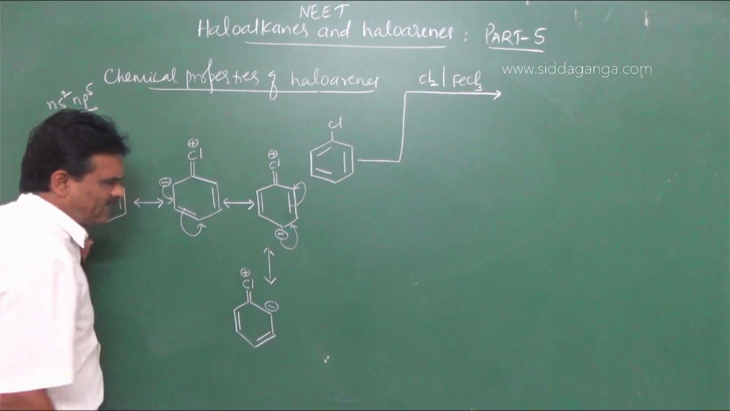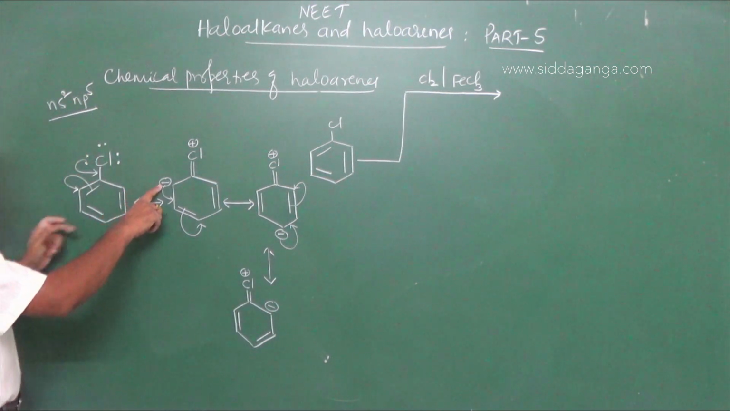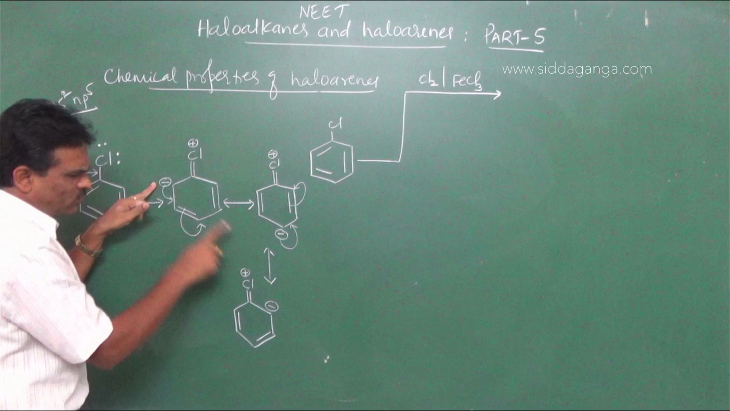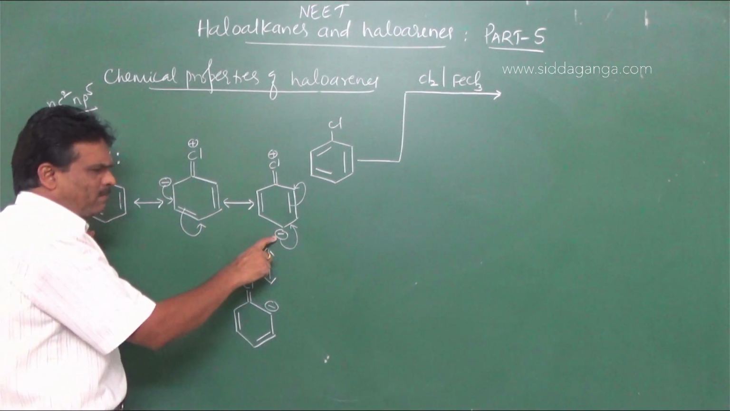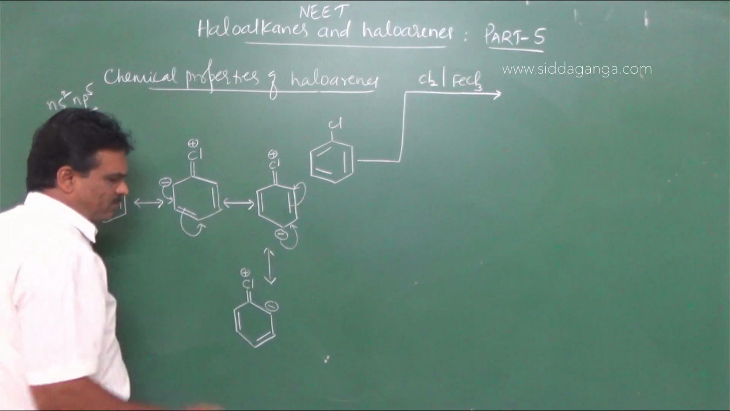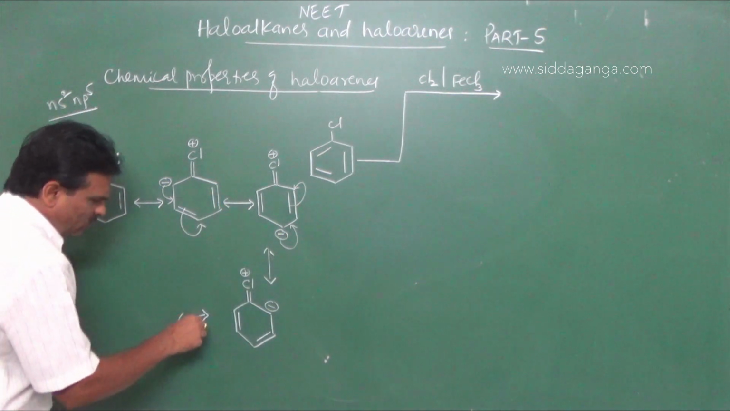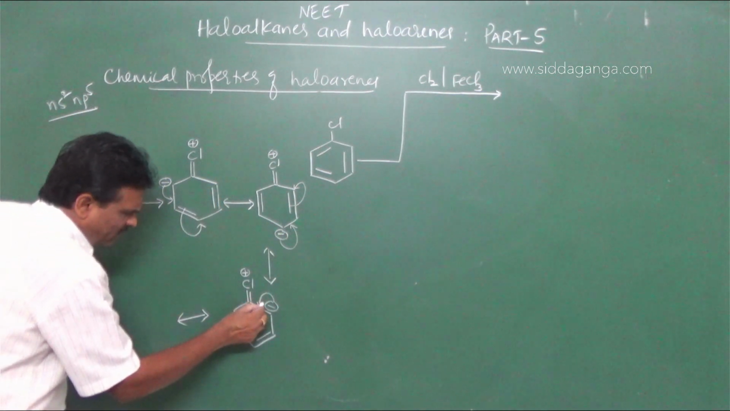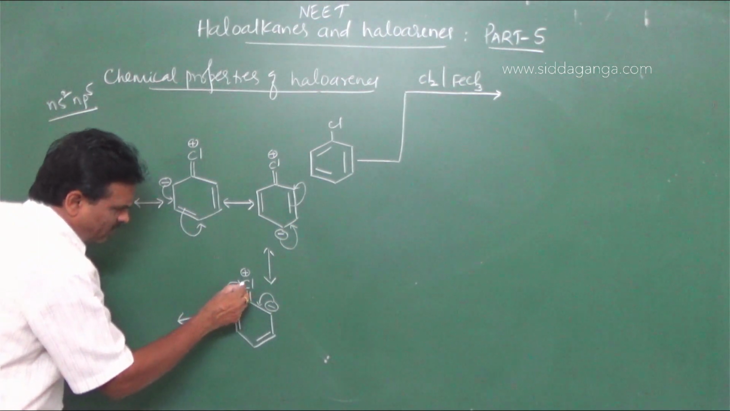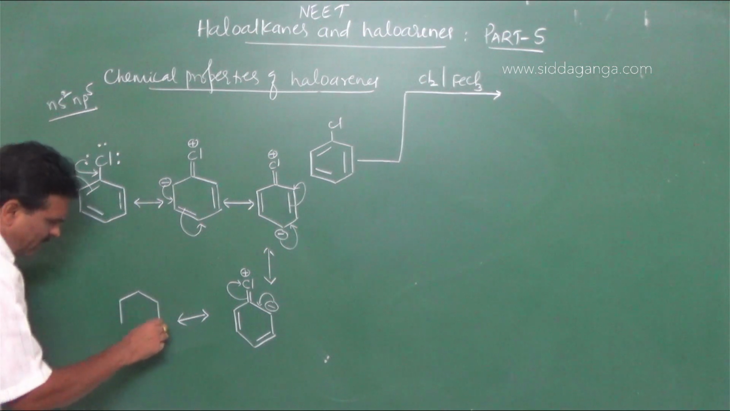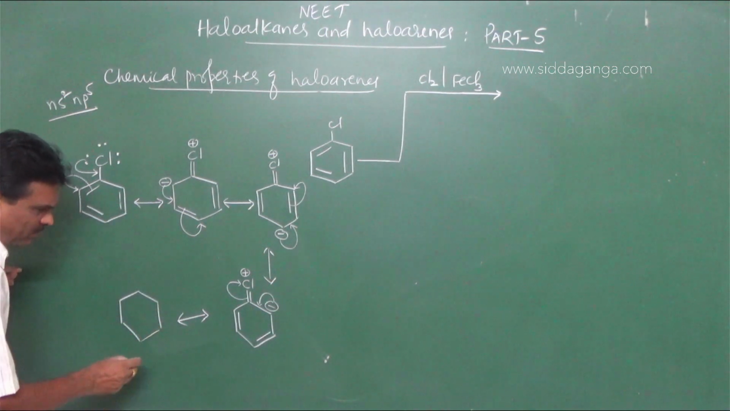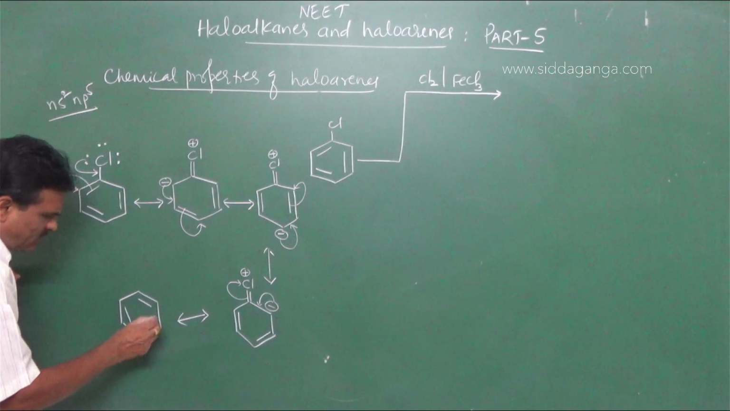Electron density is more at the ortho position. This is also an ortho position. This is also an ortho position with respect to chlorine. And the para position is also electron rich. Then finally, third, if the electron shift occurs, once again this chlorine atom gets a pair of pi electrons to form another contributing structure. Another contributing structure.